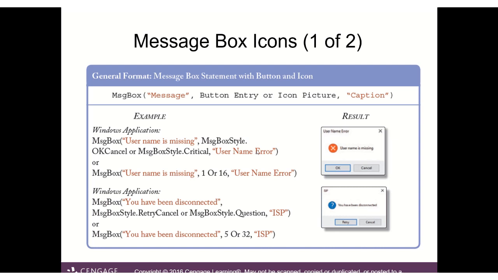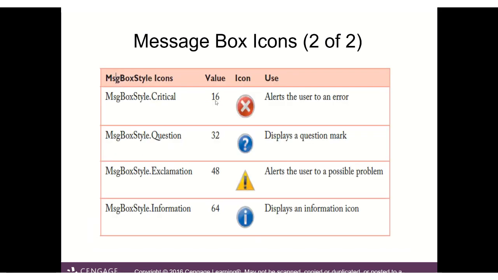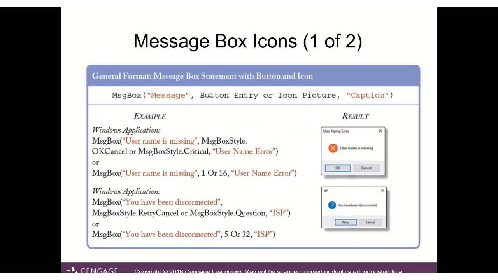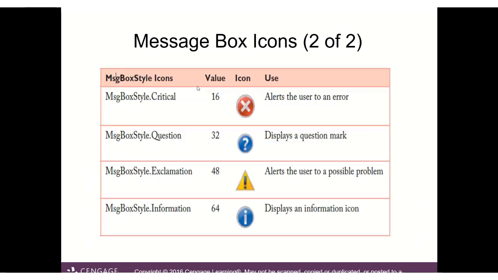Now you can put certain icons on the message box as well. That is covered by the message box style. So you have multiple style options. If you put 16 there, it alerts the user about an error. If you have a question, it is a question icon. You can have an alert, that is an alert, and you can have an informational icon, then that is informational.